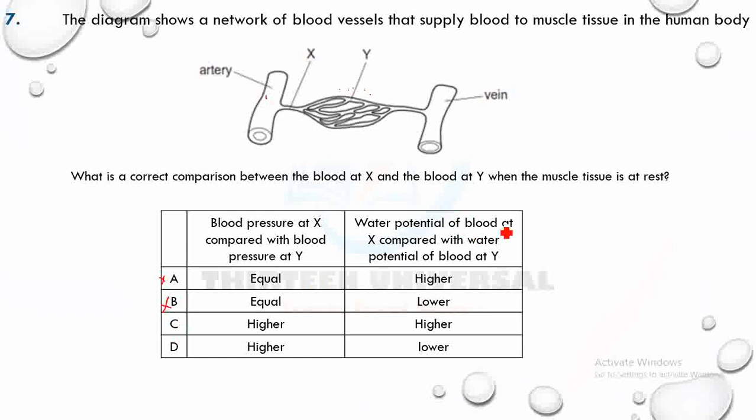Water potential of blood at X compared with water potential of blood at Y. Now once hydrostatic pressure is high, water potential will also be high, because remember that relationship: water potential is directly proportional to pressure potential, or hydrostatic pressure potential. So once pressure increases, water potential will increase. So this is correct, this is wrong. So C should be the answer. All right, let's look at the next question.